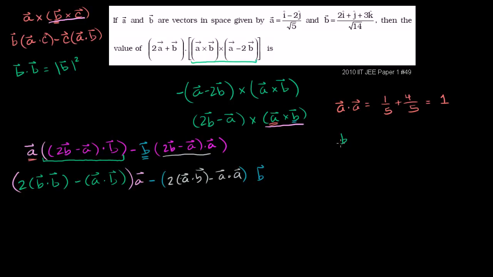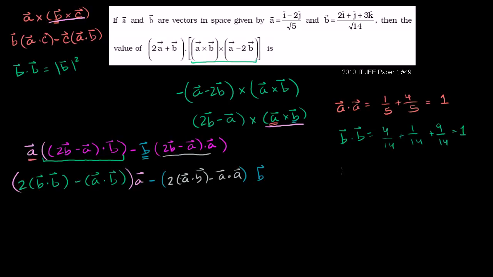Let's do the same thing with b. If I take b dot b, what do I get? So 2 over the square root of 14 squared is 4 over 14. And then 1 over the square root of 14 squared is plus 1 over 14. And then 3 over the square root of 14 squared is 9 over 14. Plus 9 over 14. And this, once again, adds up to 1. So it looks like things are simplifying a good bit.